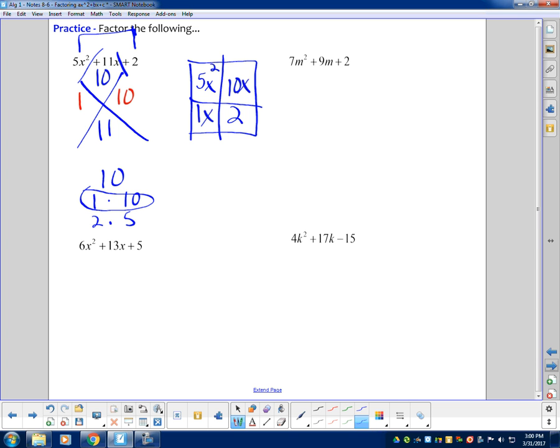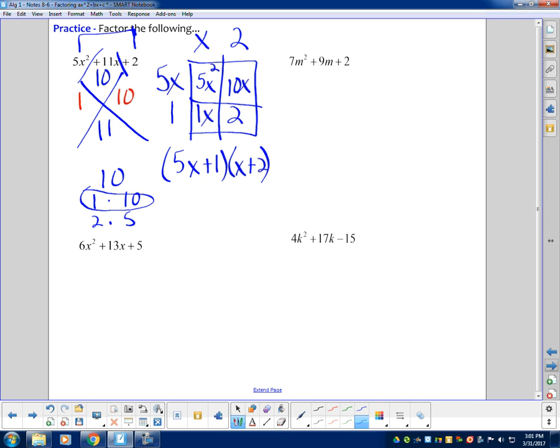Then I take and find the GCF of each row and each column. GCF of the first row is 5x. The GCF of the second row is another one, kind of like the previous one. Its greatest common factor between 1 and 2 is just 1. Then let's go ahead and find the greatest common factor of the first column, going up and down here. We have a 5x squared and a 1x. GCF is x. Second column, the 10x and 2, the GCF is 2. It's the biggest number that divides into each of those without any remainder. So my factors are 5x plus 1 and x plus 2.